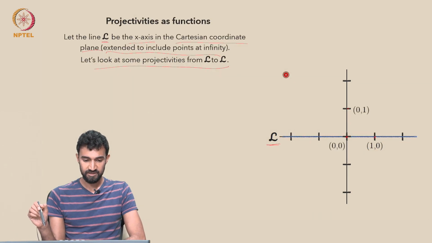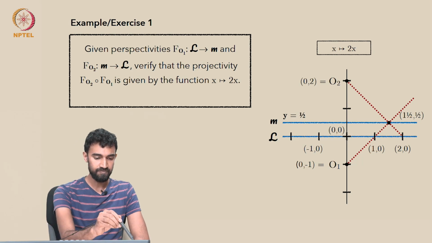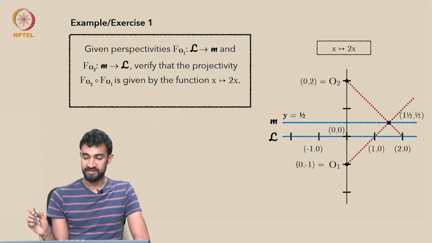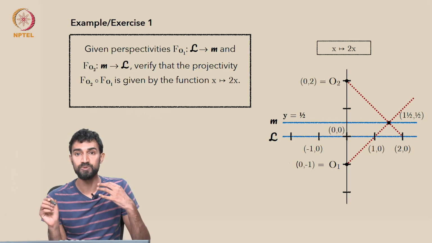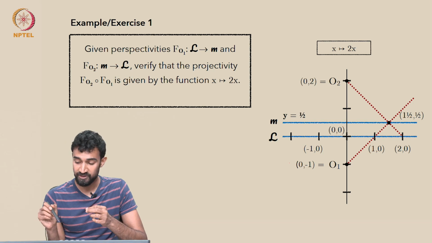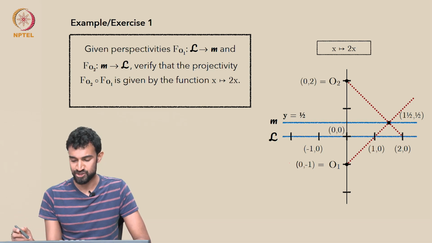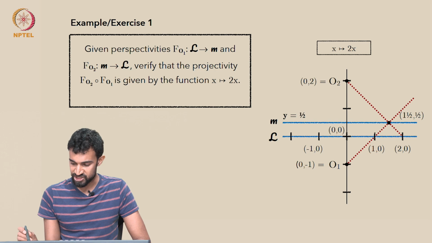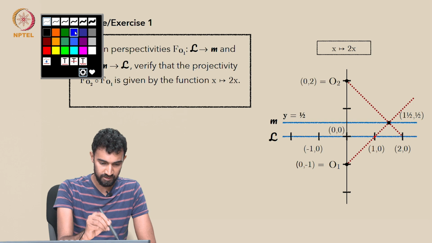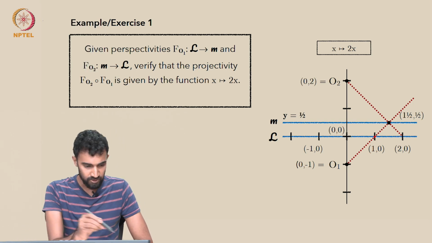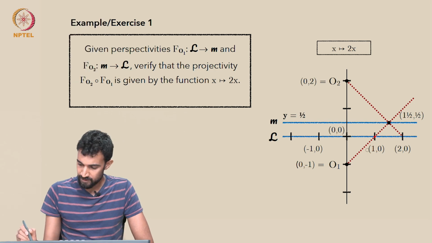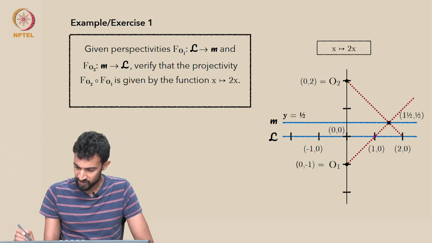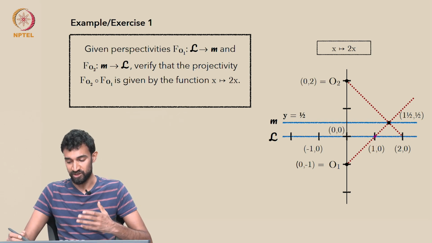I'm claiming that this projectivity that I've constructed here, as a map from the x-axis to itself, as a map from the real line to itself, takes any real number and doubles it. So let's see why that's true. Let's just look at the number (1, 0) first. So let's think of that as the number 1 on the real line.